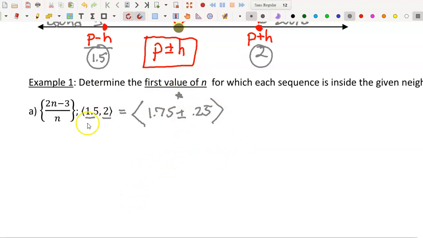So here's what we're going to do. We're going to find out where this whole sequence right here is bigger than 1.5 but less than 2. Or in other words, where is it in between these two numbers? What values of n? And these are natural numbers. So we're looking for 1, 2, 3, 4. There's no decimals, there's no fractions, there's no square root answers. This is just hard natural numbers, counting numbers only.